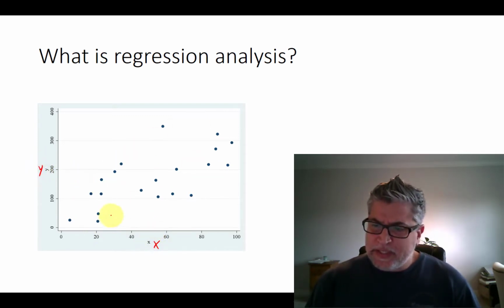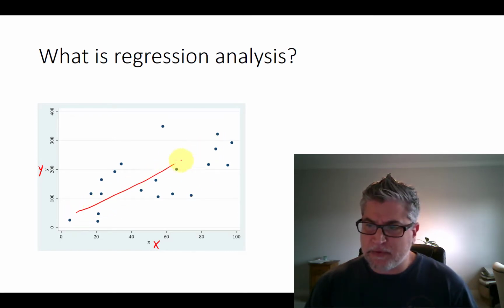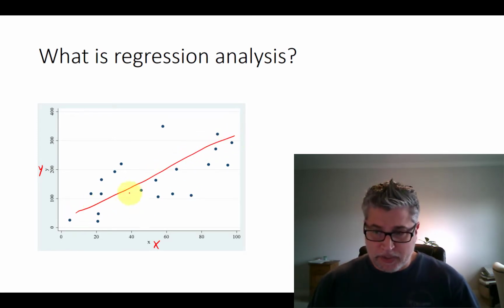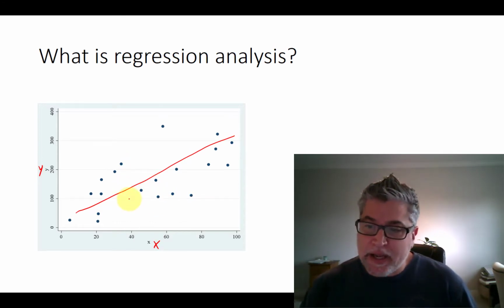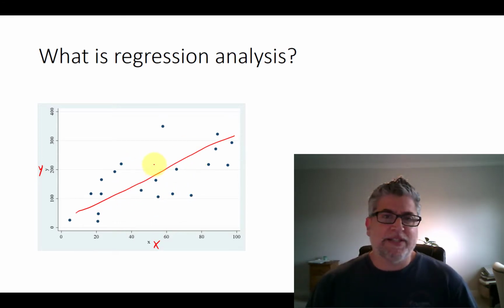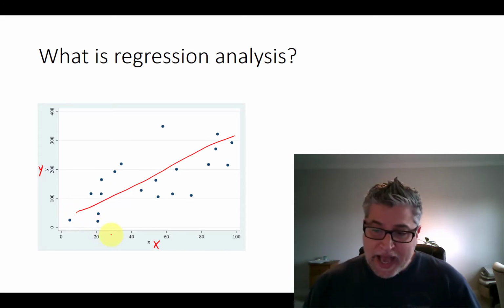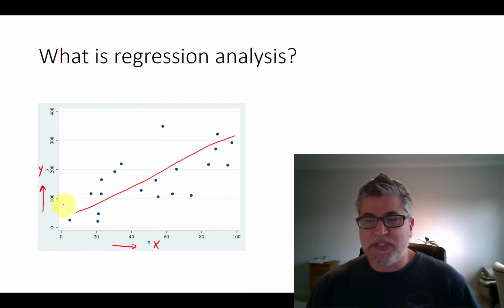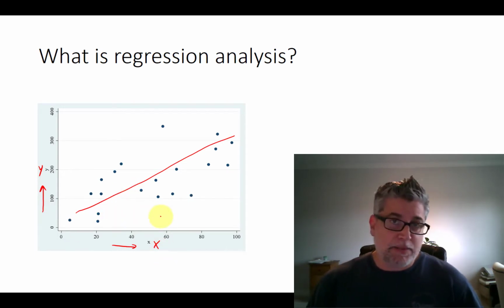Now, one thing we can tell from this scatter is that there seems to be some kind of positive relationship. Now, there's a lot of scatter around that line, but that line pretty much reflects the fact that, on average, as x increases, y also tends to increase, which is to say that the line has a positive slope.